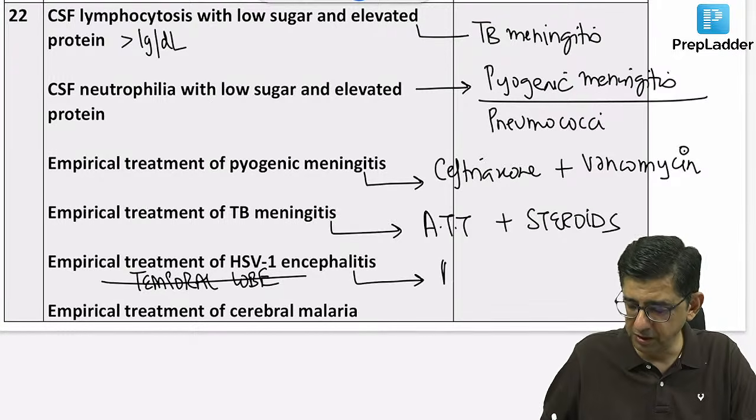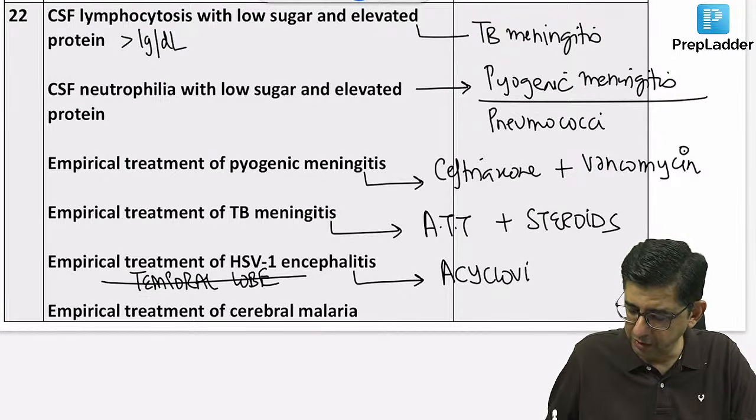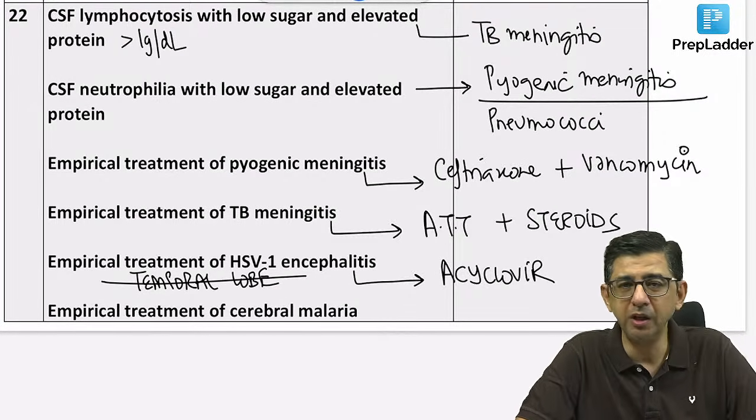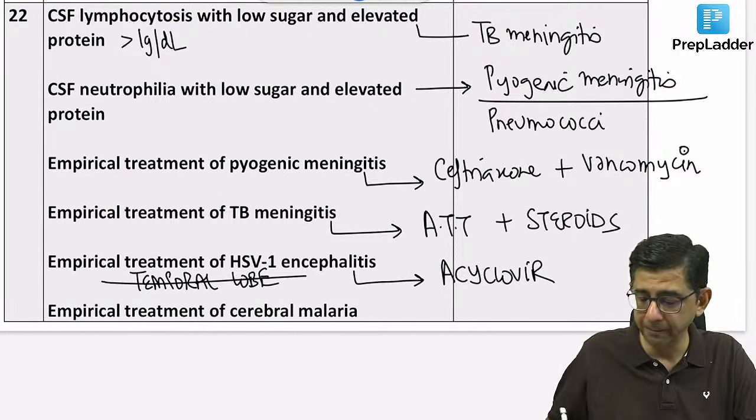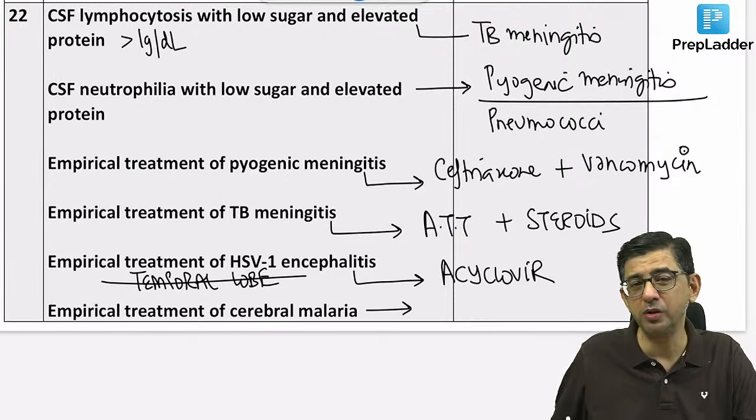For herpes simplex encephalitis, the empirical treatment would be to start the person on acyclovir. The PCR report might take 2 or 3 days to come, doesn't matter, but you can start the patient on acyclovir.